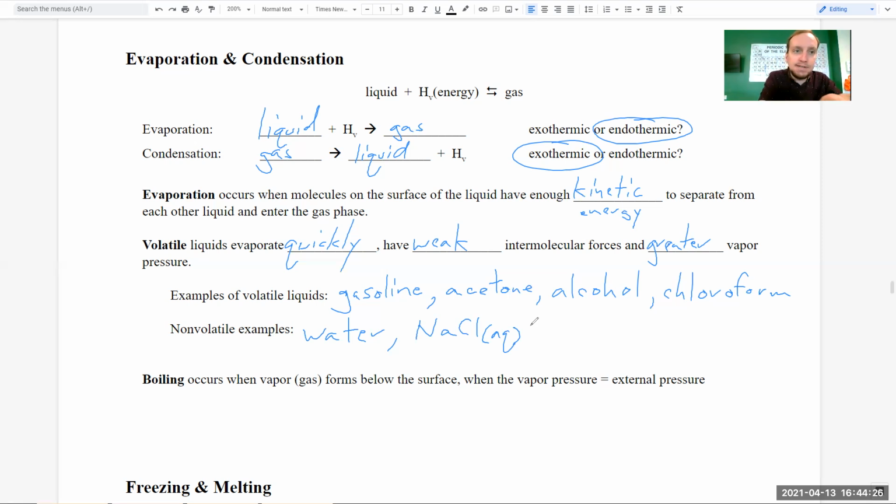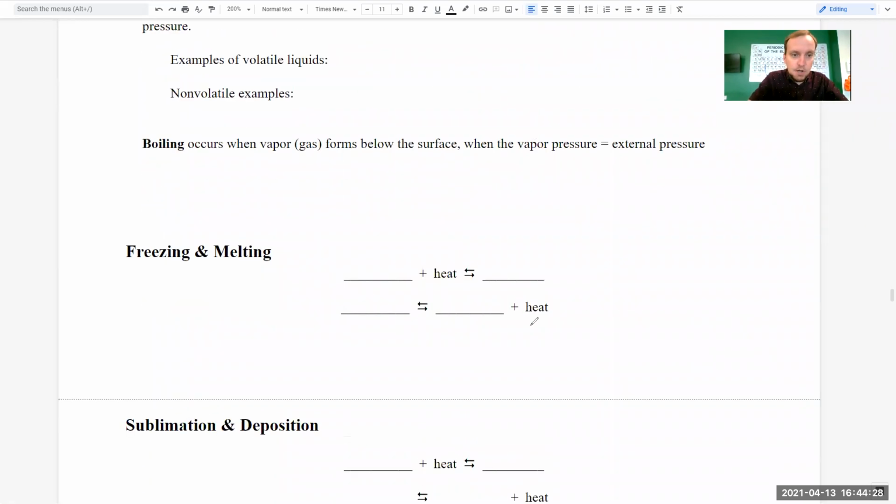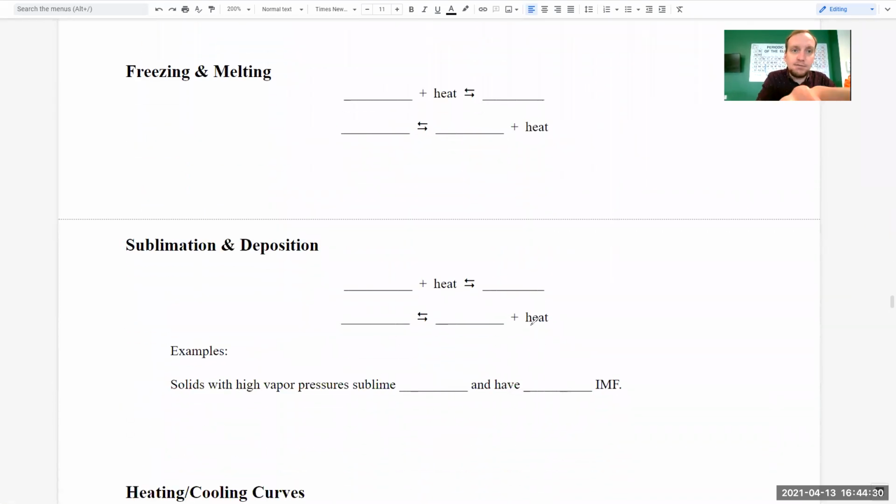Okay, moving on to the next phase change, we have freezing and melting. Freezing and melting, like I said before, for all intents and purposes, is basically the exact same thing. We're just going in the opposite direction. If we have a solid and we add heat to it, we would end up with a liquid. Conversely, if we had a liquid, then we removed heat, that would make it a solid.